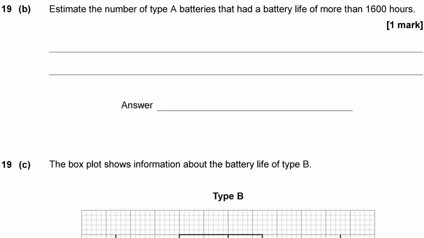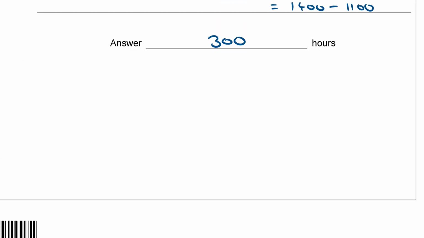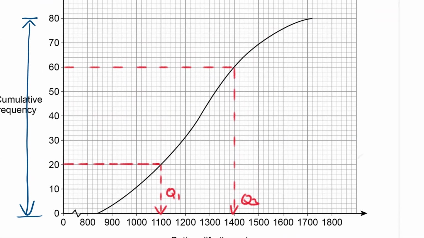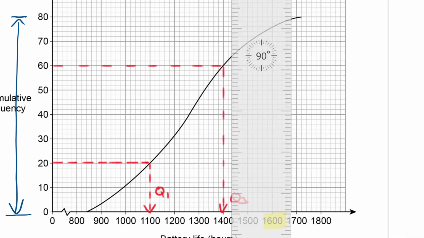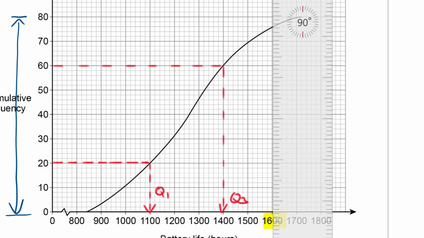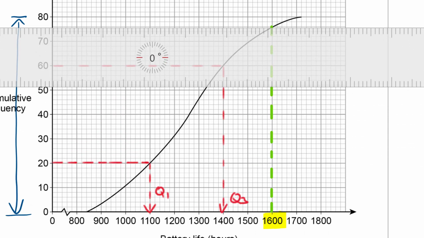Question 19b. Estimate the number of type A batteries that had a battery life of more than 1600 hours. Okay, let's go back and look at the graph. More than 1600 hours. Well, 1600 hours on my graph is here. So we're going to use our cumulative frequency curve the other way around this time. So rather than reading across from the frequency and down, we're going to read up from 1600 until we hit the curve, and then we're going to change direction and read across.